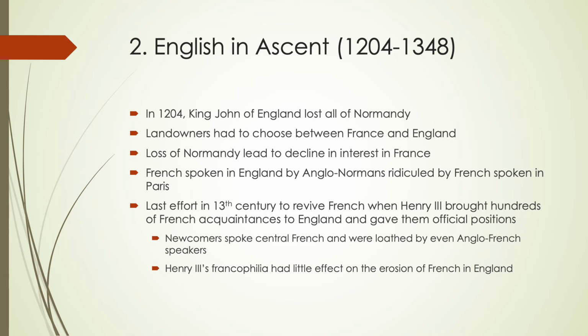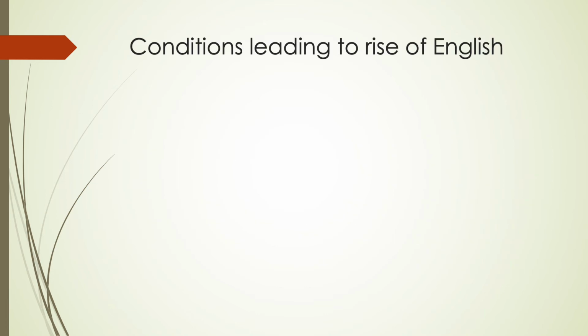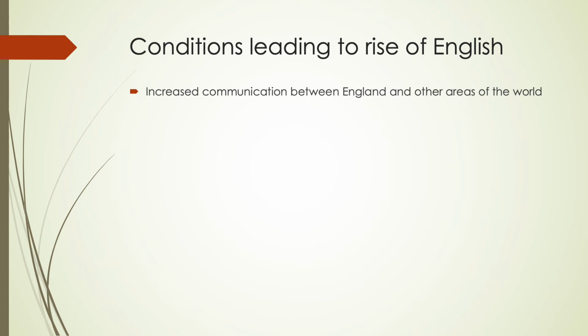So even though he was interested in France and French, his efforts didn't really protect the French language as it was declining during this time period. And there were lots of other conditions that were leading to the rise of English during this time. Some of them included an increased communication between England and other areas of the world. So rather than only maintaining a connection with northern France, England was beginning to have contact with other places throughout the world. And so there was a rise in the use of English as a result of that.